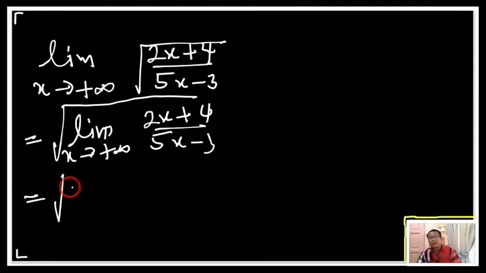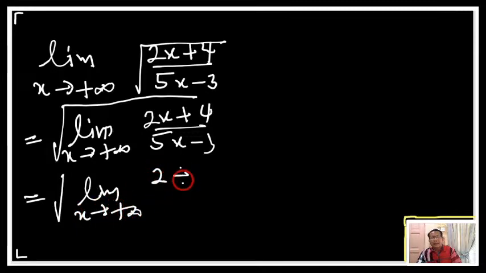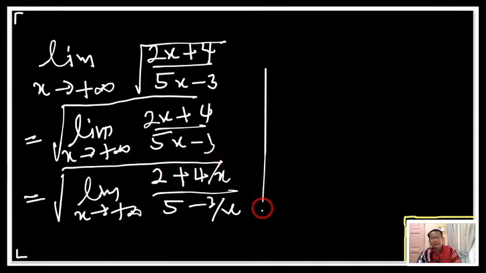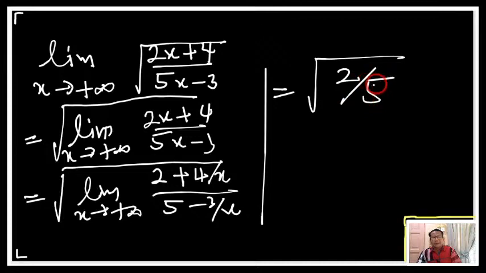This one is square root. Divide by x from the denominator. So limit x approaches positive infinity, 2 plus 4 over x, over 5 minus 3 over x. This one 0, this one 0. So this one is square root of 2 over 5. 0, 0. 2 plus 0, 5 minus 0.